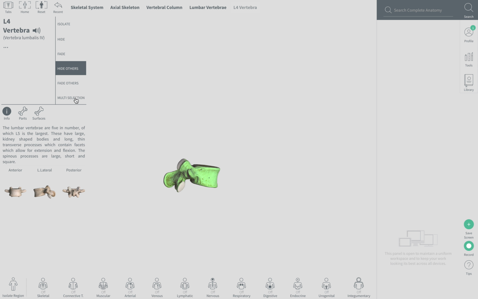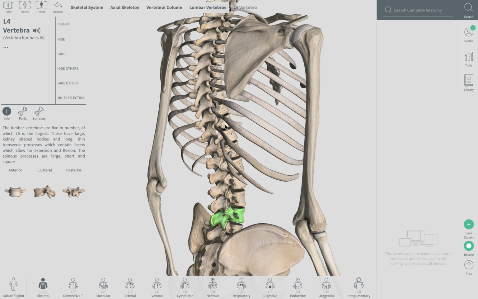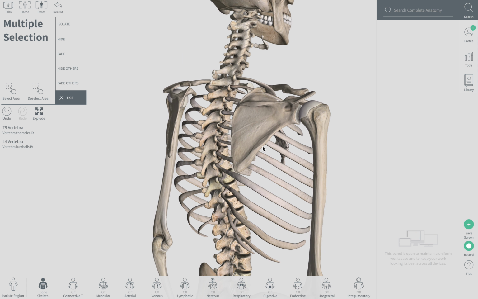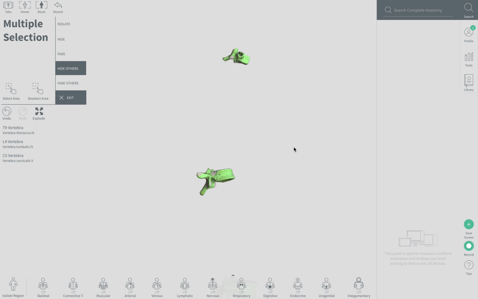So let's see if we can select one of each and try to just kind of quickly compare them. So there you go. It's a cervical vertebra with a bifid spinous process, a thoracic vertebra with a larger body, and an angled downwards spinous process, and then a lumbar vertebra with a very large body and a very short, thick spinous process. Here's another good angle.